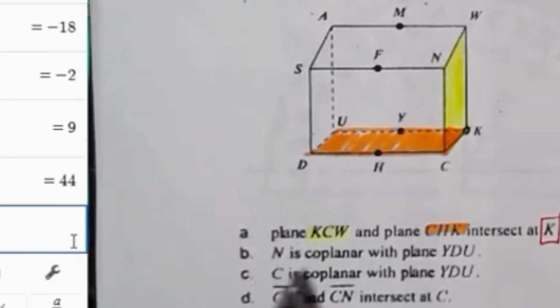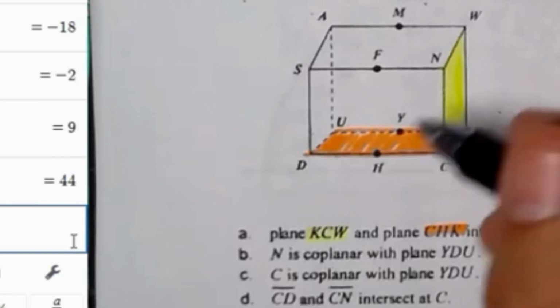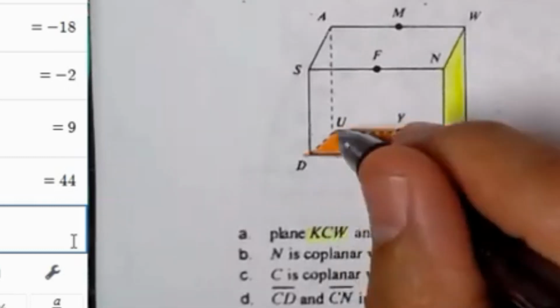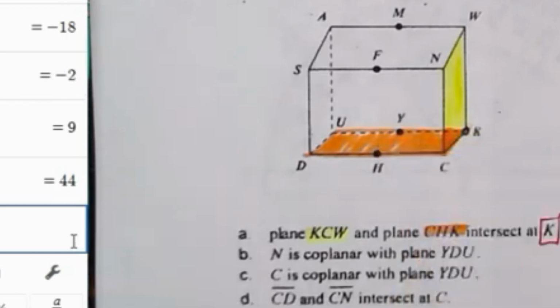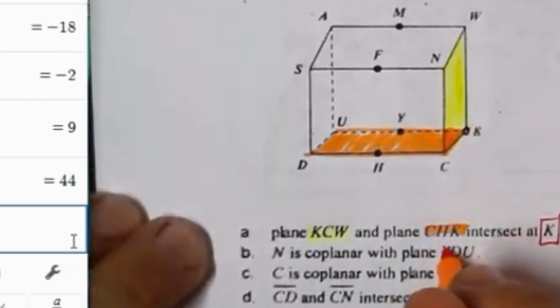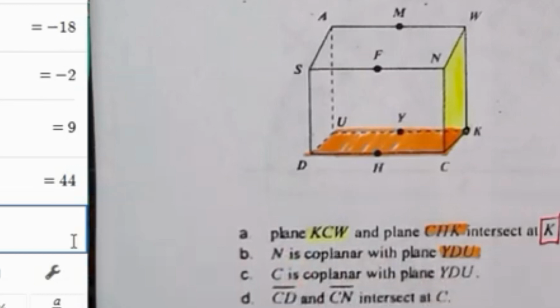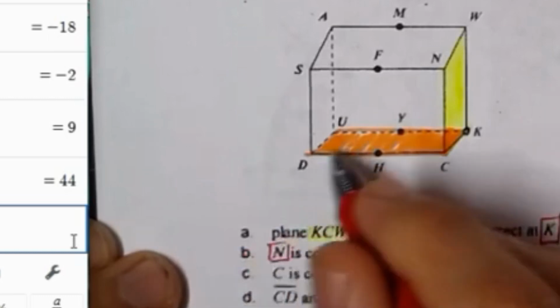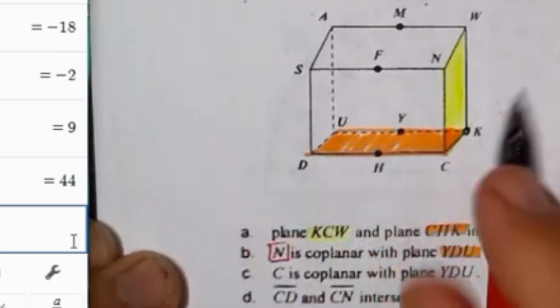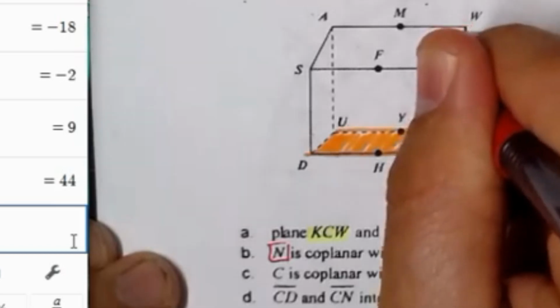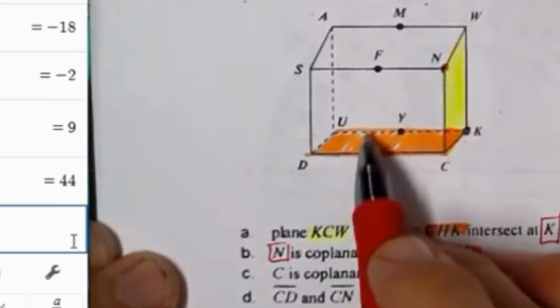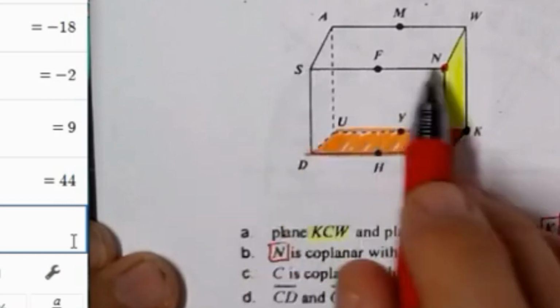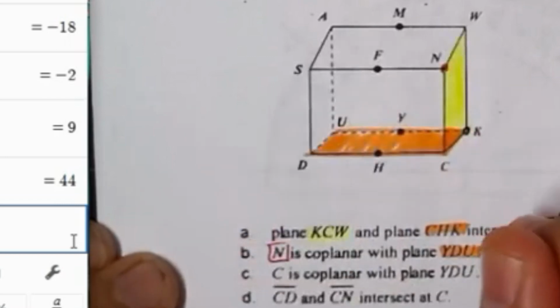Next, it says N is coplanar with plane YDU. Okay, so let's look. Where's plane YDU? Here's Y, here's the D, and here's U. Okay, so it's this same one. YDU is just going to be this orange one. And it says N is going to be coplanar with it. Now, coplanar means that it lies within that plane. So we got to figure out, is N inside of this plane right here? And N is actually up here. So N is not inside of this plane. It's inside of this plane up here in the top. So that one is going to be false.